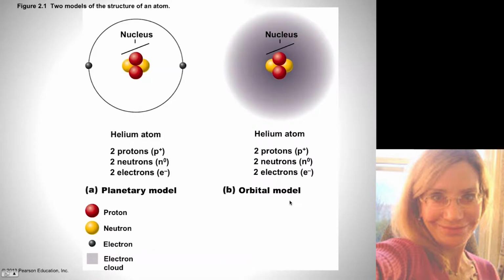Figure 2.1 represents some models of the structure of an atom, and this atom happens to be the helium atom. The atomic number is 2. Helium typically has 2 protons, and that's why they show the little p with the plus, because protons have a positive charge. 2 neutrons, which would be the yellow balls right there, are neutral, and of course 2 electrons orbit the atomic nucleus. This is the planetary model because it kind of looks like planets going around the sun in our solar system. This one is called the orbital model.